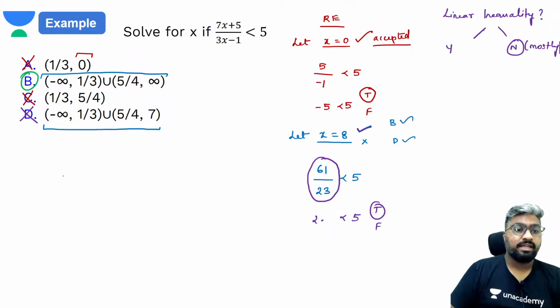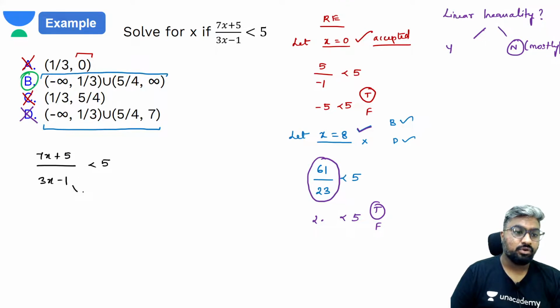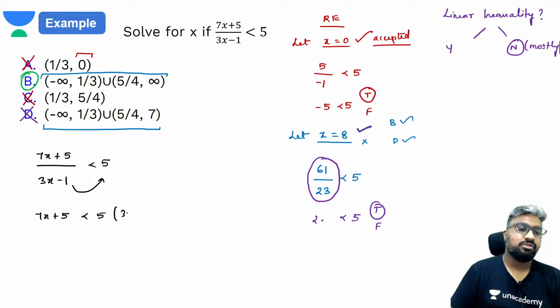Agar aap mein se kisi ne ye kiya, listen to this carefully. 7x plus 5 divided by 3x minus 1 less than 5. If any one of you took this to the other side, 7x plus 5 is less than 5 into 3x minus 1, then you are wrong. Why are you wrong? What are you basically doing here? You are basically multiplying both sides with 3x minus 1.